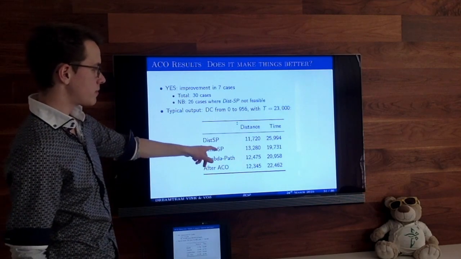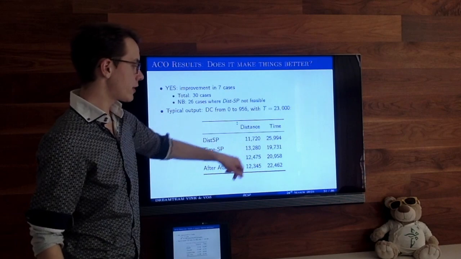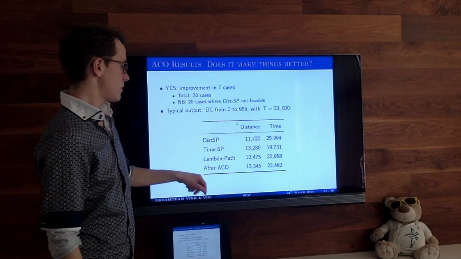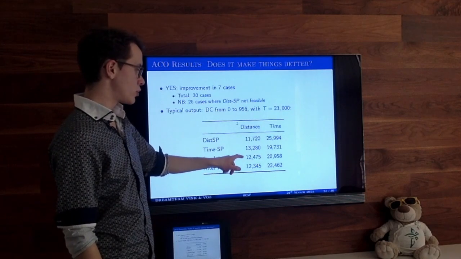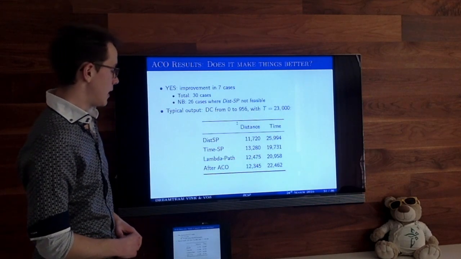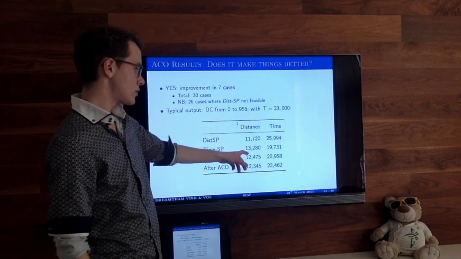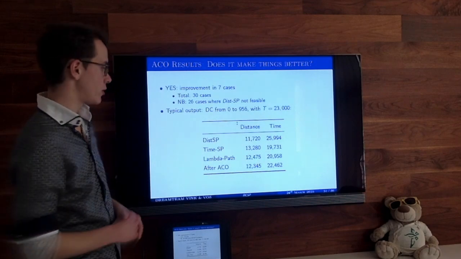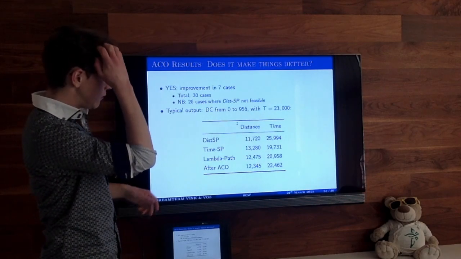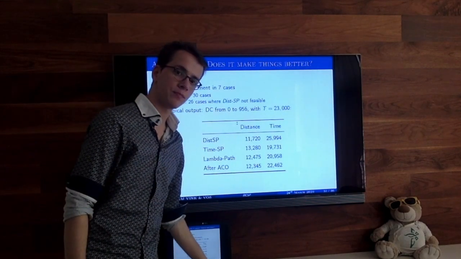The time shortest path, which is sort of our initial solution, is 13,200, and then our lambda path improves that considerably by going to 12,400. And the ants colonization, they find a path which is even better by more than like 130. So we indeed find, okay, and the ants do indeed find better paths.